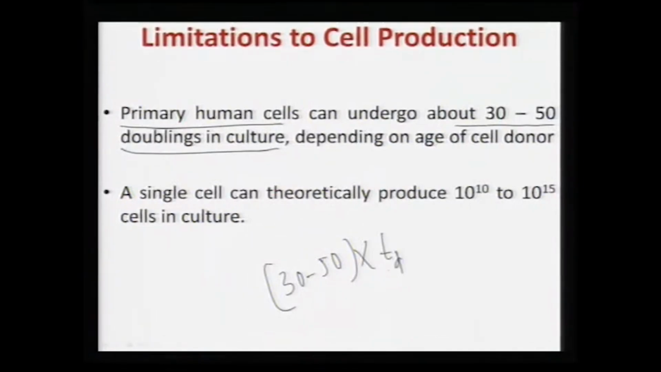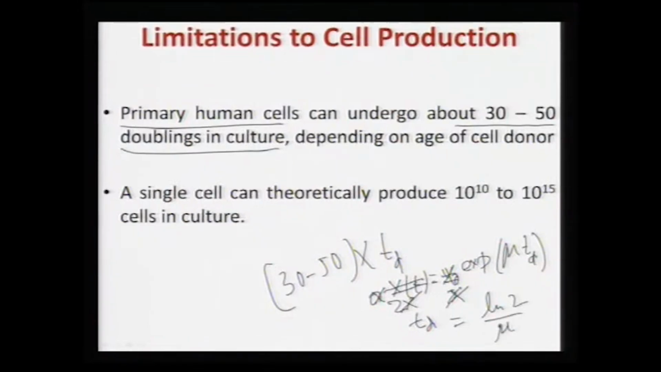Okay. And what is Td? That comes from what? So, x t is equal to x naught exponential mu t, right. So, at t is equal to Td, what will happen? This will be 2x, this will be small x, capital X. So, therefore, Td would be ln 2 by mu, right. So, Td is equal to ln 2 by mu, and if you know the growth rate, then you can find out what is the doubling time.